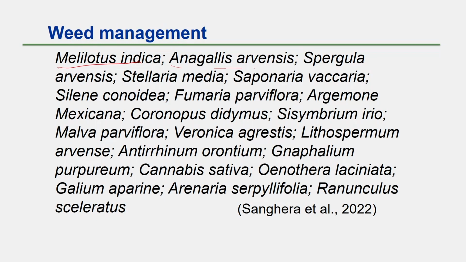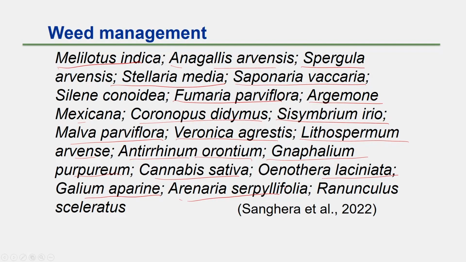Melilotus indica, Anagallis arvensis, Spergula arvensis, Stellaria media, Saponaria vaccaria, Silene conoidea, Fumaria parviflora, Argemone mexicana, Coronopus didymus, Sisymbrium irio, Malva parviflora, Veronica agrestis, Lithospermum arvense, Antirrhinum orontium, Nephelium purpureum, Cannabis sativa, O. laciniata, G. aperine, and so on. A number of weeds are there which belong to broadleaf and narrow-leaved category.